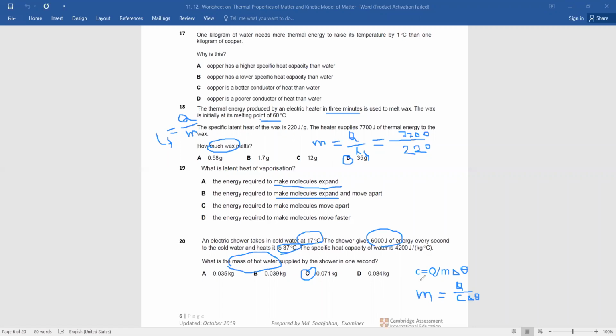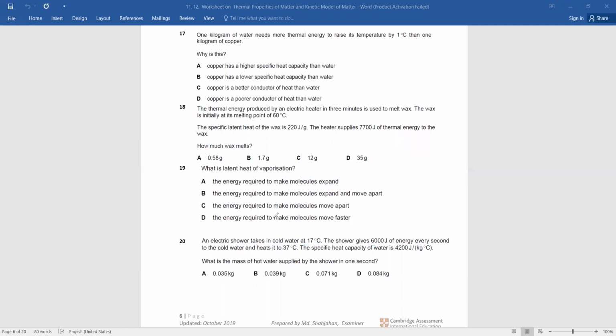Okay, sir. And in small c, you are getting Q by M del theta. In big C, you will get only Q by del theta. Is it clear? Because for small c, we are dividing by the mass. For big C, we are not dividing by the mass. We are only taking the whole object. Is it clear, everyone? Can we go to the next one? We are going to the next question now.